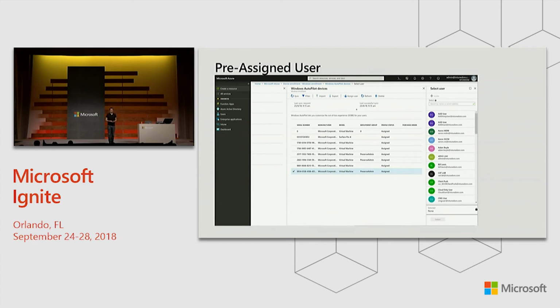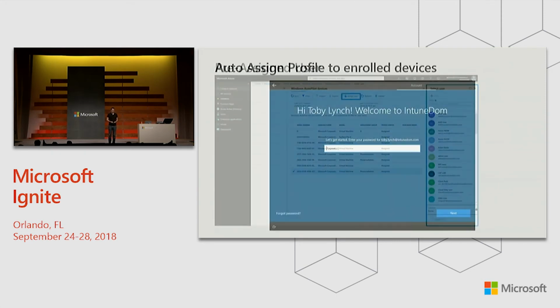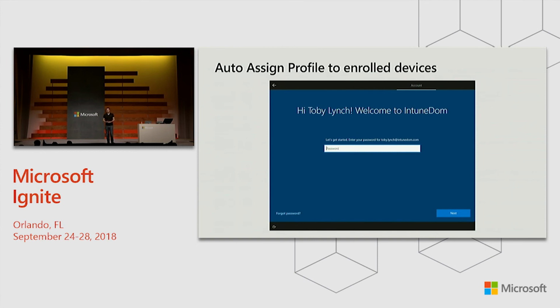We also have the ability to pre-assign users to devices. When the user goes through the out-of-box experience, they will see customized branding based on your environment, but we now have the ability to pre-assign a user. So in the Intune console, you find the device, you can click Assign User, and then you can find that user that you want to be provisioned. And what will happen when the user goes through the Autopilot experience, rather than being prompted to enter their email address, we already know who that device is being provisioned for, so they'll get a nice welcome saying, hey Toby, enter your password and we'll register you with the domain.